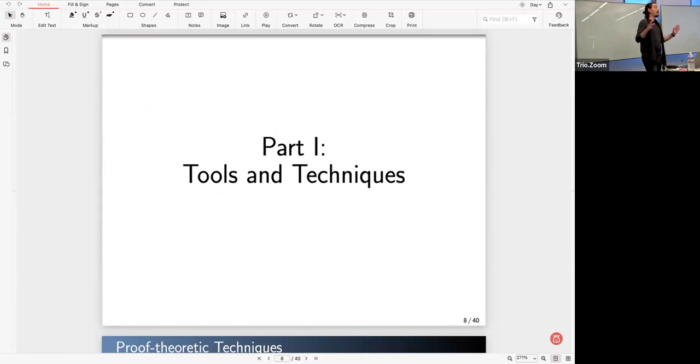So I want to start in general terms. I won't mention substructural logics at all in this first part, but I'll try to give you some idea of the tools of the trade. How do we study interpolation in general terms for whatever logic you may be interested in?